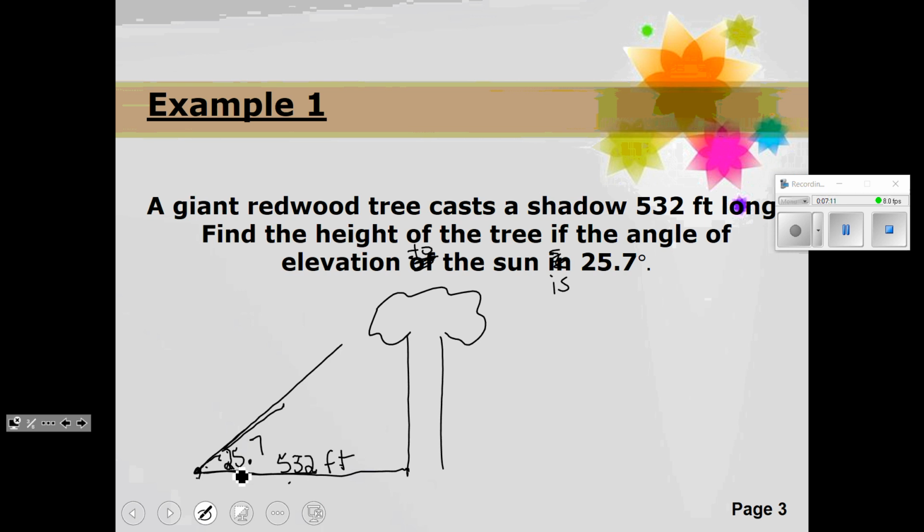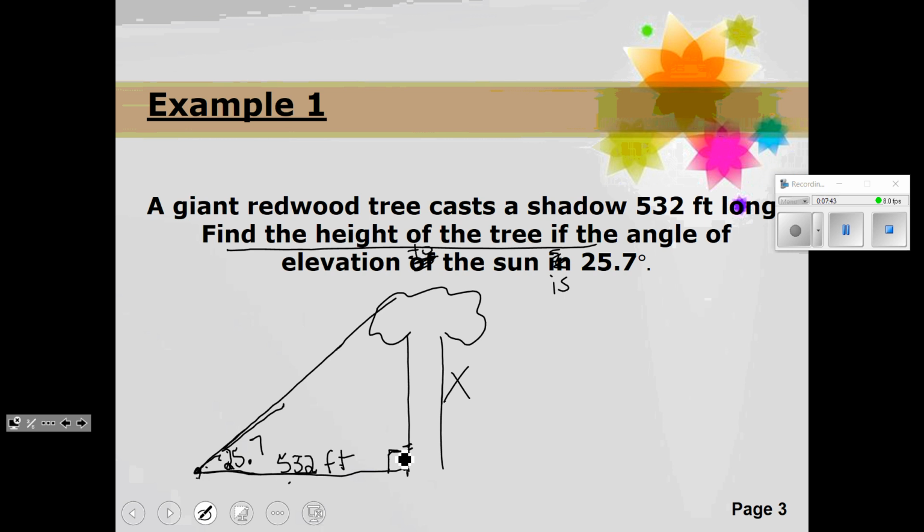Okay. And then I said you're looking for the height of the tree, so you're going to have to give that a variable. So I want to know x right here. So my question is, where's your right angle at? It's beside the tree, right? Here's your tree, here's your right angle. So based on what we know from yesterday, we could solve this triangle, but you don't need to go ahead and solve it yet. Let's look at what we have.